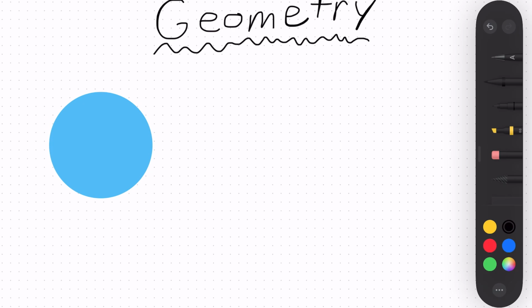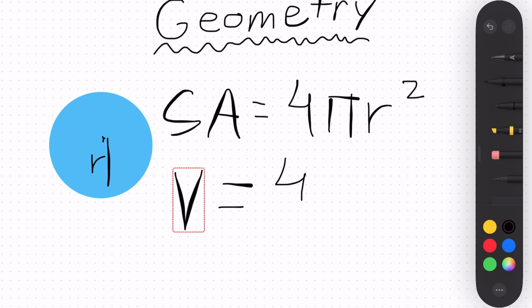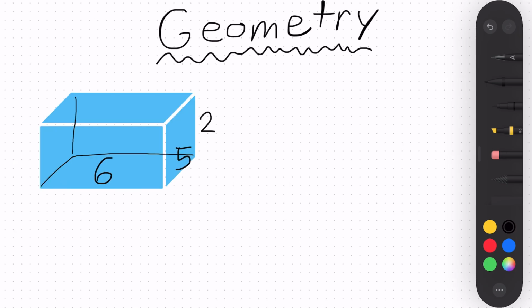This is not a circle, this is the shape of a ball. So our surface area will be the formula 4 times pi r squared, where our r is our radius, and our volume will be 4/3 pi r cubed. Let's practice with a very simple exercise.